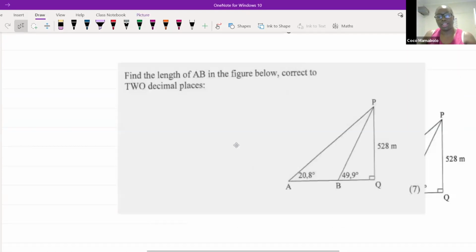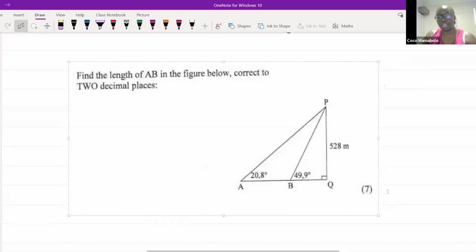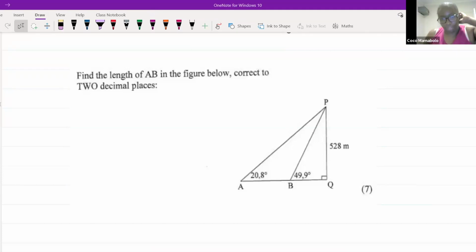All right, here is a challenge. You can screenshot this. I want you guys to try this one. We're going to start with this question on Wednesday. Now, I want you guys to note again, when we look at questions like these, the first thing we need to ask ourselves is, how many triangles are we working with here? Let's start there.